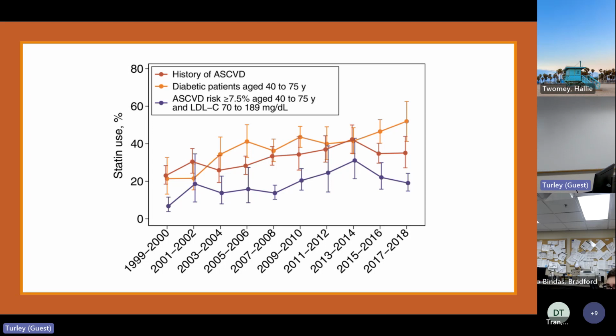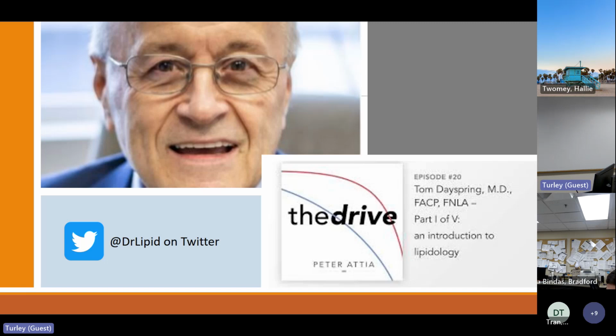So even in patients who have had a stroke or a heart attack or peripheral arterial disease, maybe 30% at best are on a statin. And then our patients that are in this intermediate risk category, maybe 20 or less percent. So we have some opportunities. Please know where to look and who to ask.